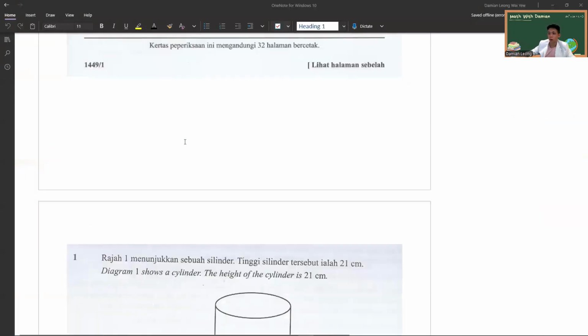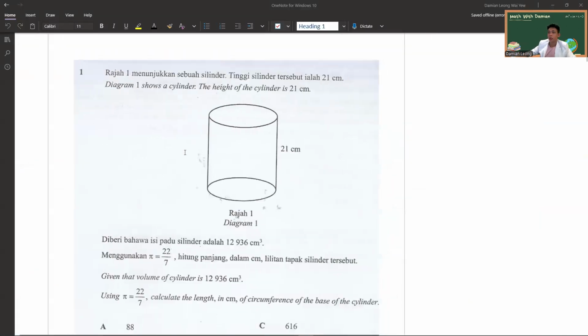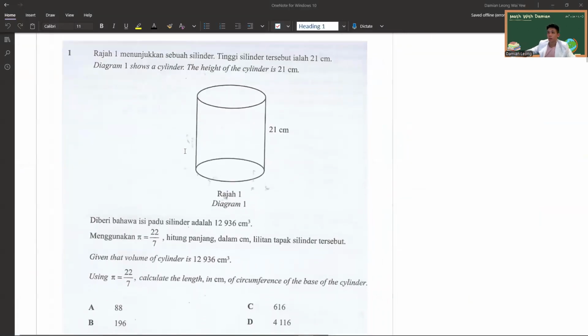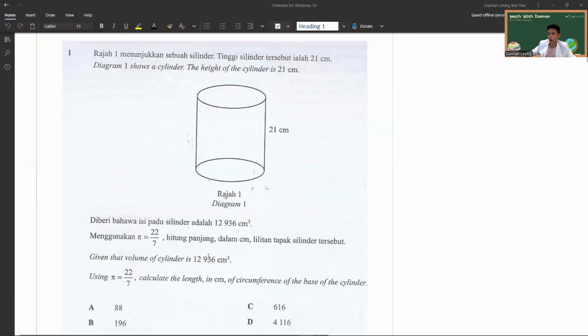If we look at question 1 from paper 1. The diagram shows a cylinder. The height of the cylinder is 21 cm. Given the volume of the cylinder, I want to use pi equals 22 over 7 to calculate the length in cm of the circumference of the base of the cylinder.